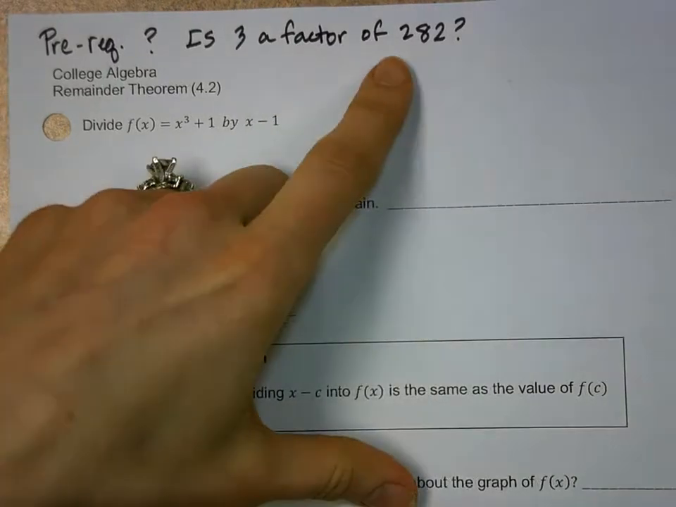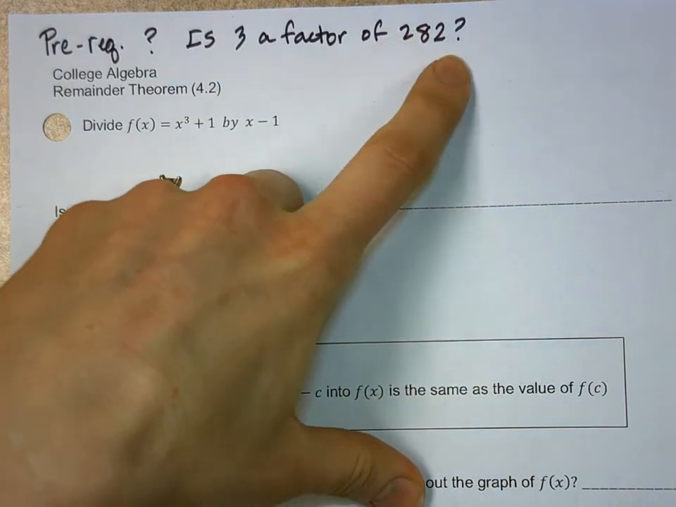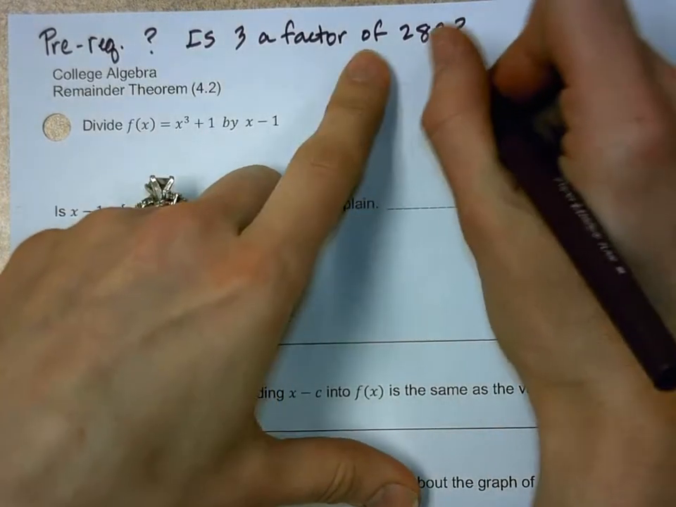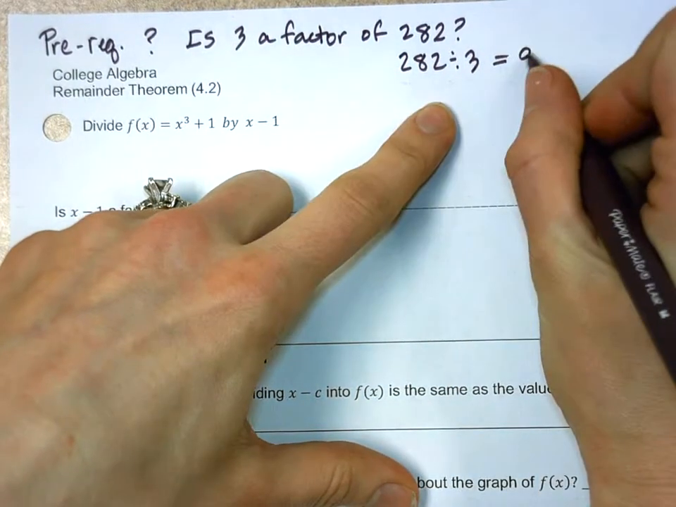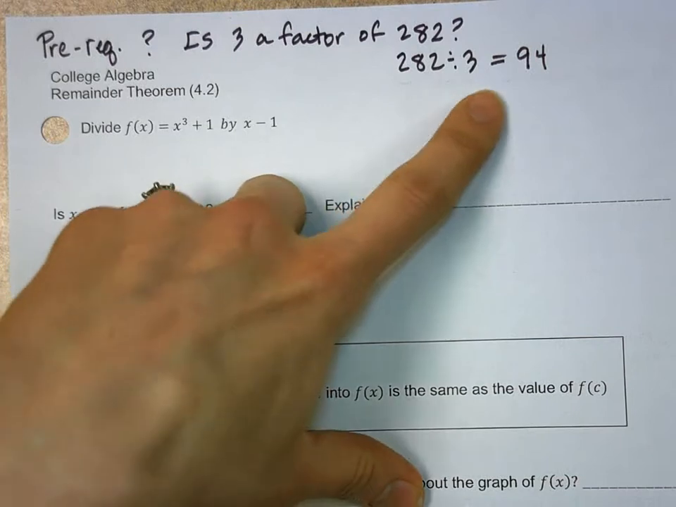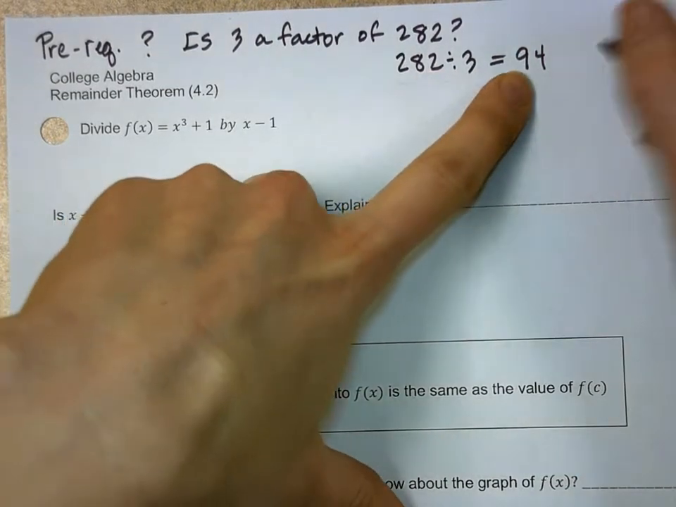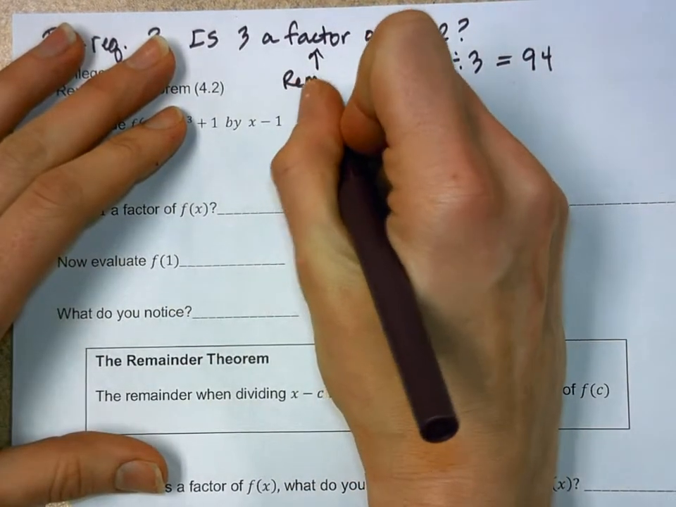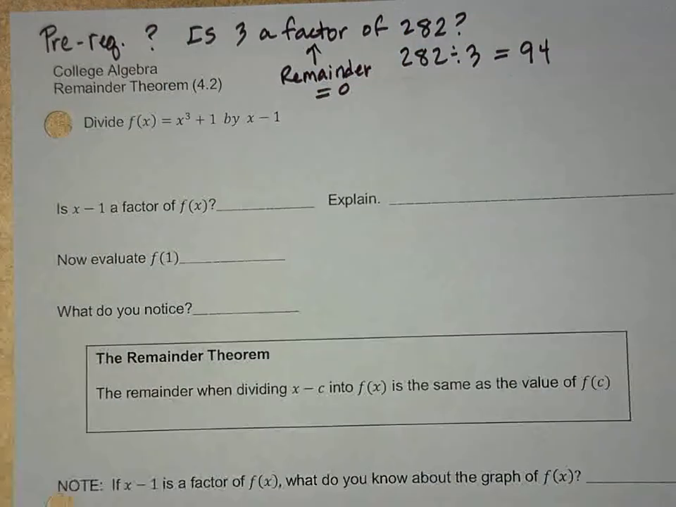Okay, Jason's saying 2 plus 8 plus 2. He's adding the digits, and he says if this number is divisible by 3 when you add the digits, 2 plus 8 plus 2, that means that the number is divisible by 3. Yes. Another way we can look at it is if I take 282 and I divide it by 3, I get 94. And so that tells me that 3 goes into 282 evenly, meaning that the remainder is equal to 0. That's another way to know if something's a factor. The remainder will equal 0.